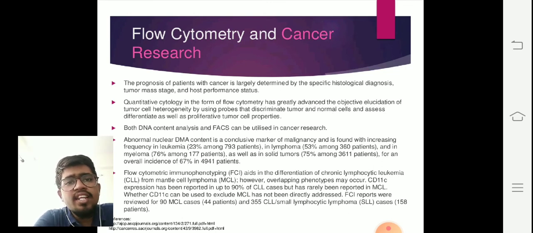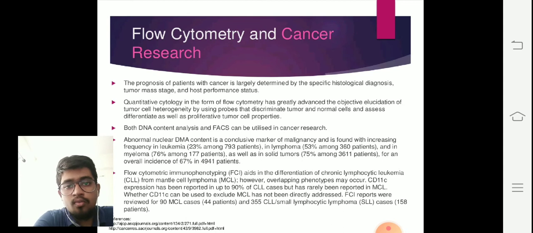So, quantitative cytology in the form of flow cytometry has greatly advanced by the objective elucidation of tumor cell heterogeneity, by using various probes that discriminate tumor and normal cells and can be used in assessment and differentiation and also the proliferation of various tumor cell properties. Both DNA content analysis and FACS can be used in cancer research.